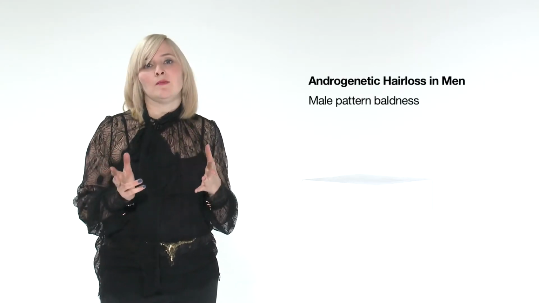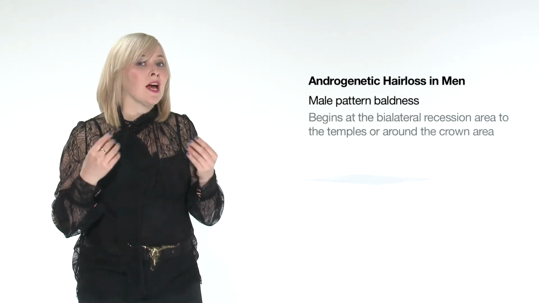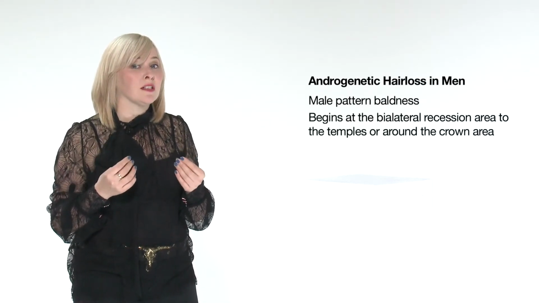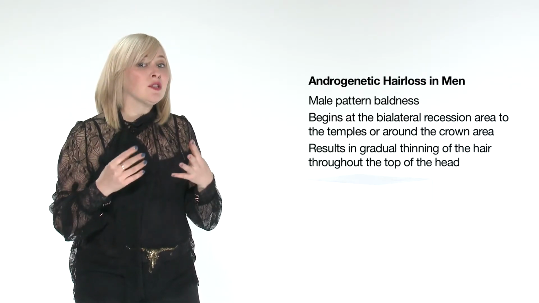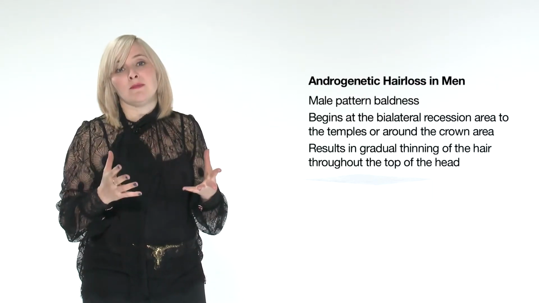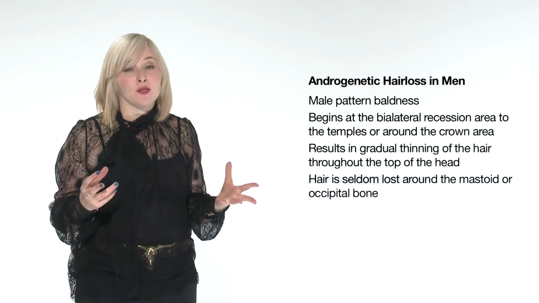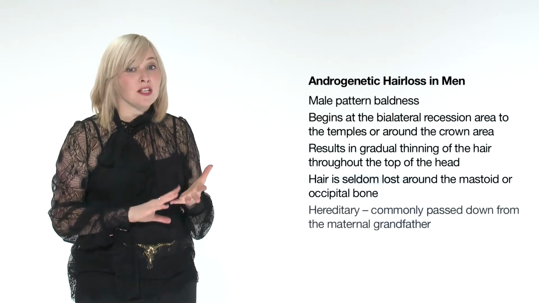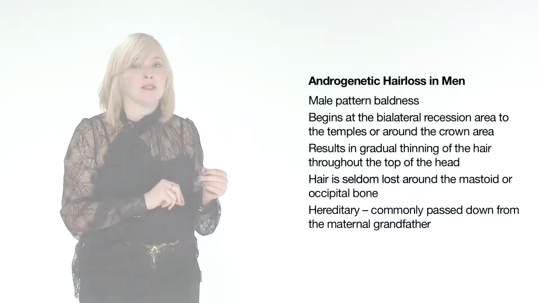Androgenetic hair loss in men, also known as male pattern baldness. Androgenetic hair loss in men begins at the bilateral recession area to the temples or around the crown area. It usually results in the gradual thinning of the hair throughout the top of the head. Note hair is seldom lost around the mastoid or occipital bone. It is hereditary and commonly passed down from the maternal grandfather.